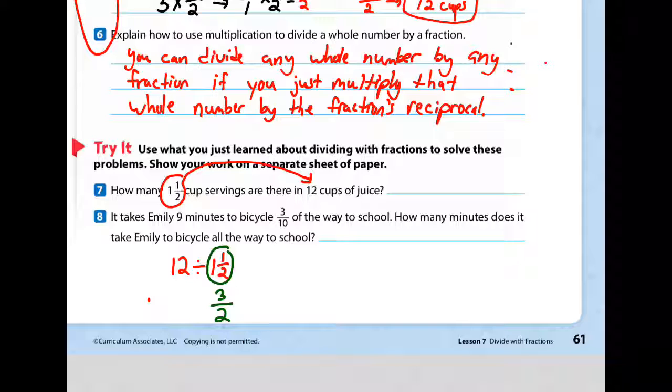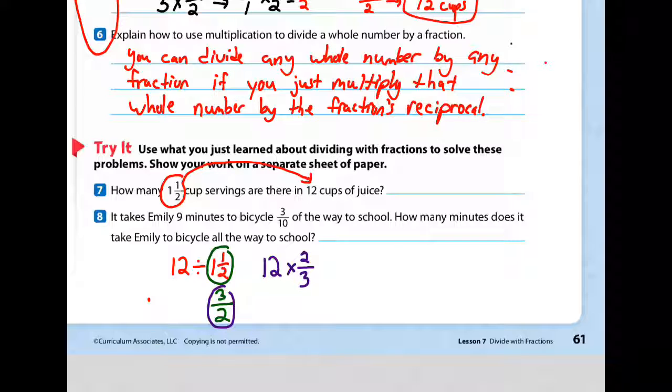So I'm going to take 12 times, I have to flip it to 2/3. Okay, you see what I just did? I found the reciprocal of 3 halves and I flipped it to 2/3. Remember, you can pause anytime you need time to get caught up.